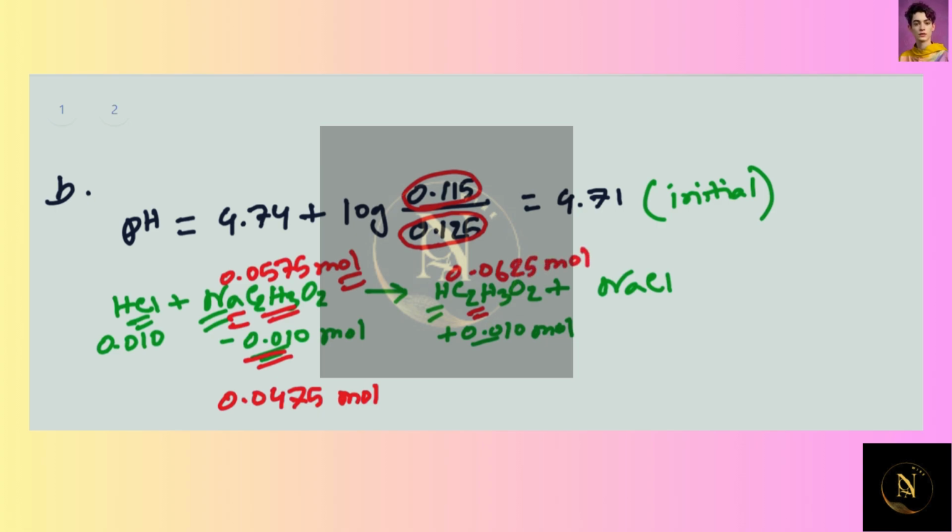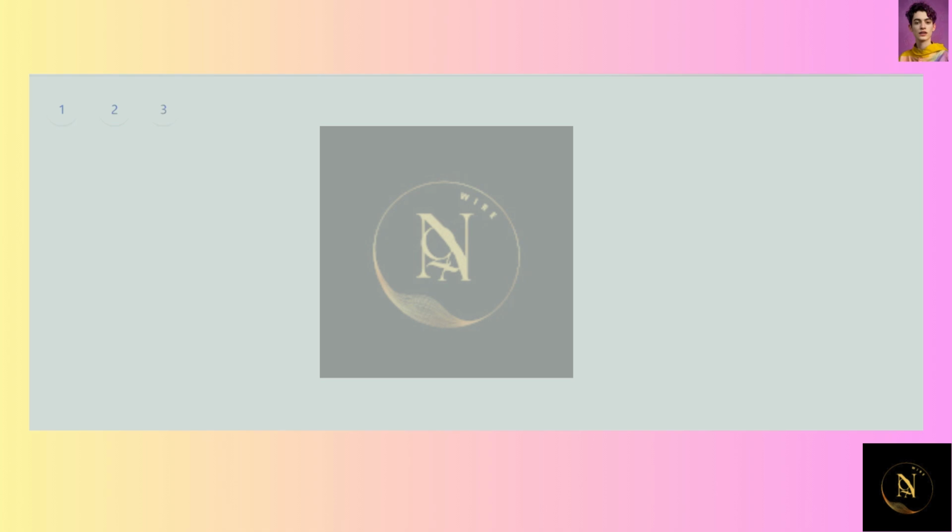And then in the resulting solution, we will add this much to this amount, and we will have 0.0725 mole of acid. Now we know the new number of moles of base and acid. If we just plug in these values in the Henderson-Hasselbalch equation, we will have the new pH.